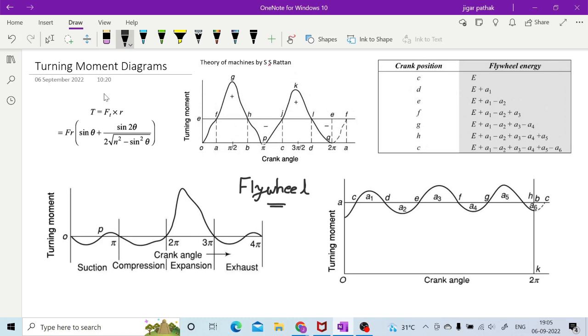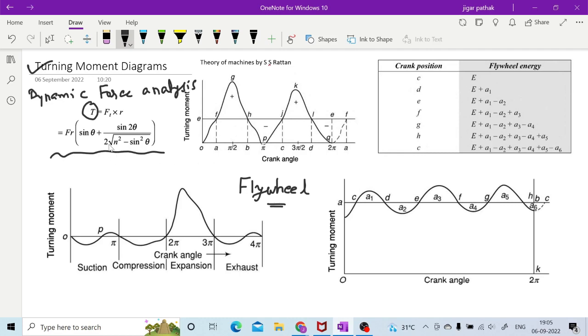So before going to this flywheel, first we will see what is a turning moment diagram. The turning moment diagram is actually the torque generated versus the crank angle, right? Here, turning moment versus crank angle. This I have written here for your reference only. This we will see in detail when we see dynamic force analysis, how it has been arrived at. For now you can just have an idea of how this turning moment and crank angle are related.